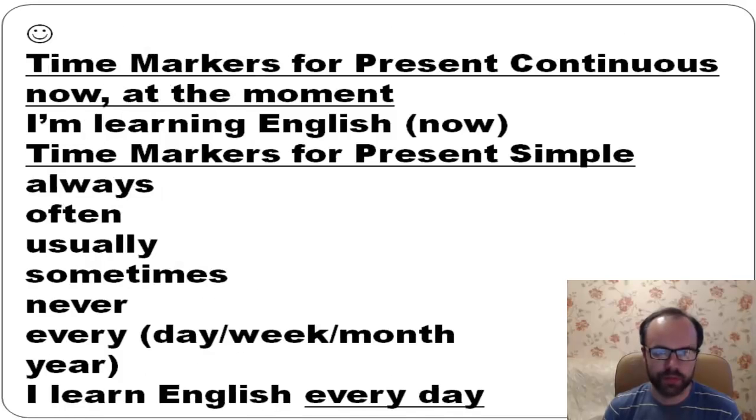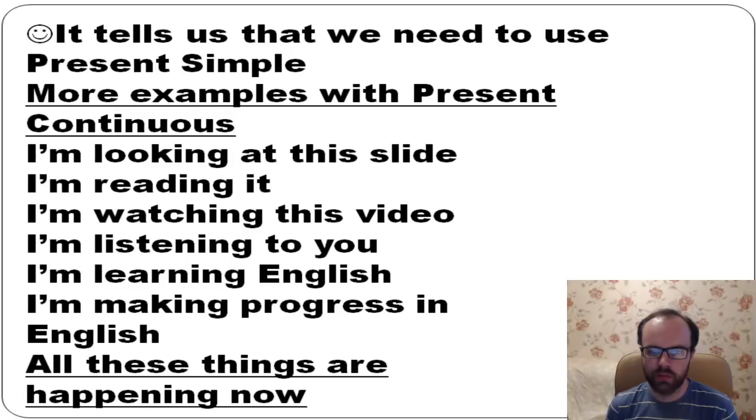Okay, so time markers for present continuous: now, at the moment. I'm learning English now. Time markers for present simple: always, often, usually, sometimes, never, every day, every week, month, year. I learn English every day. It tells us that we need to use present simple.